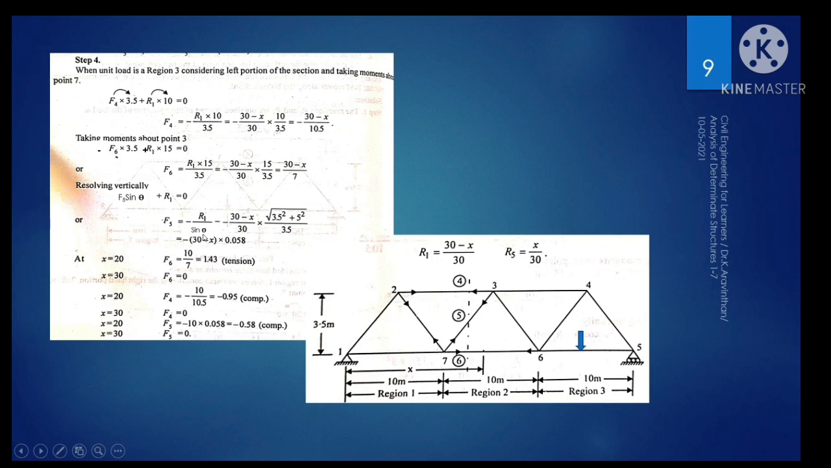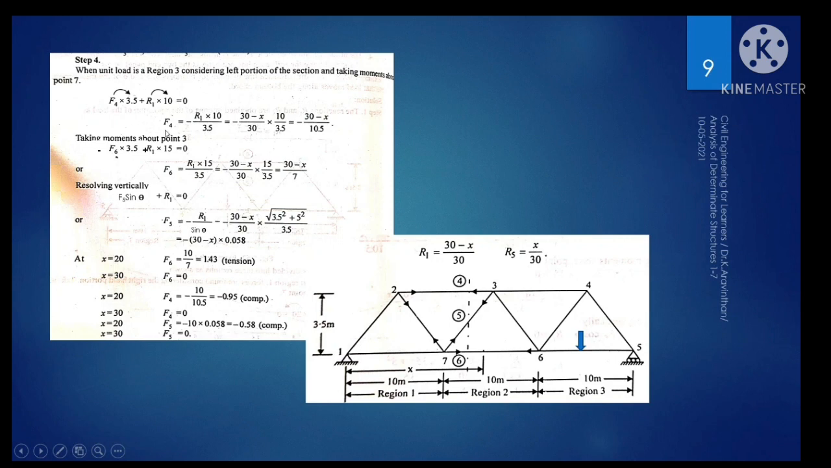For finding sin theta, you know opposite side by hypotenuse, so the opposite side will be, if you are taking this as angle, opposite side is 3.5. If you simplify this, you will be getting the answer of minus 30 minus x into 0.058. All the three equations, you have to substitute the limit. So how to substitute the limit? If the load is at 20 meter and if the load is at 30 meter. So these are the limits.